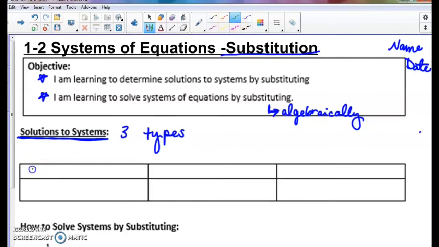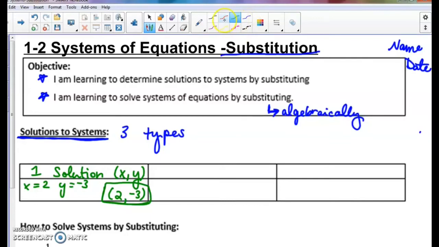So the very first type is one solution. If you think back to graphing, that's where the lines do intersect, and it is a point of intersection. So we write it like a point, (x, y). Now, the way that will look today is you'll end up solving an equation, and it will look like x equals 2, y equals -3, and then having the ordered pair as your answer: your x value is 2, your y value is -3.